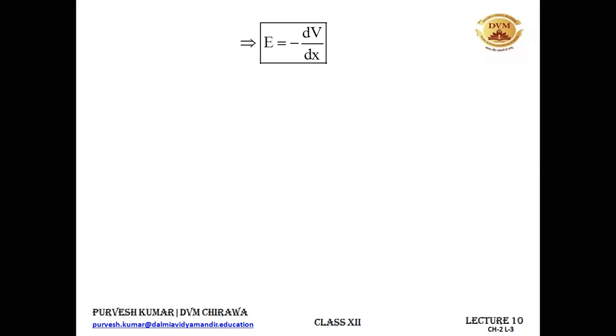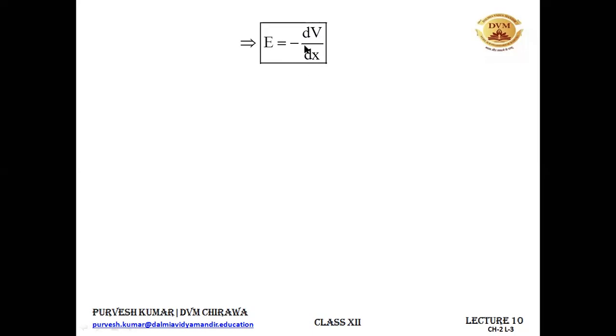When I was talking about the electric field, I've told you that electric field has one more unit, that is volt per meter. And this volt per meter is the unit that comes out from this formula, because dV is measured in volt and dx will be measured in meter. That's why the electric field has another unit, that is volt per meter. Electric field is the negative of potential gradient.